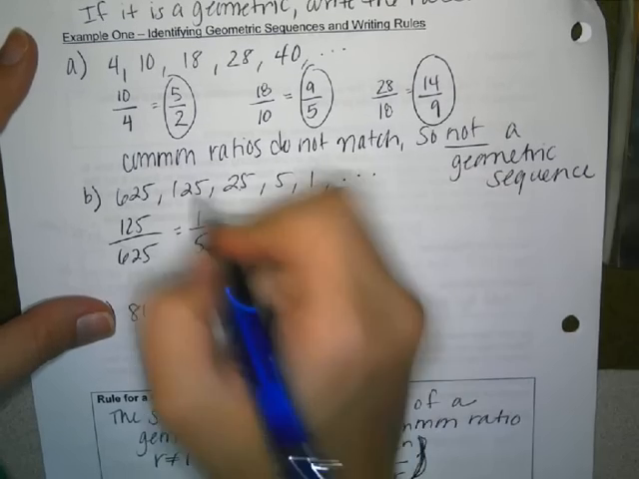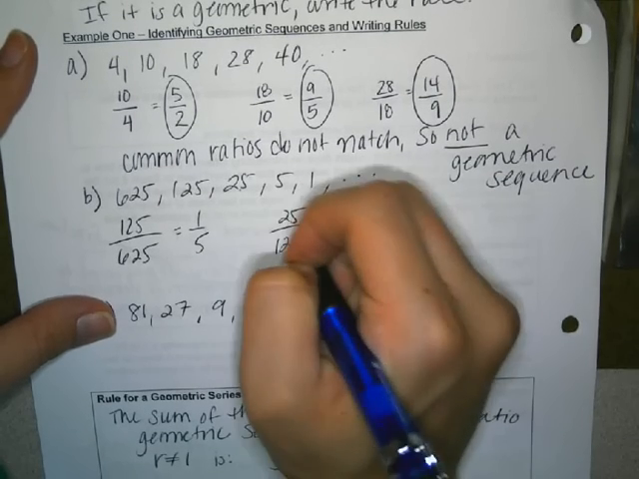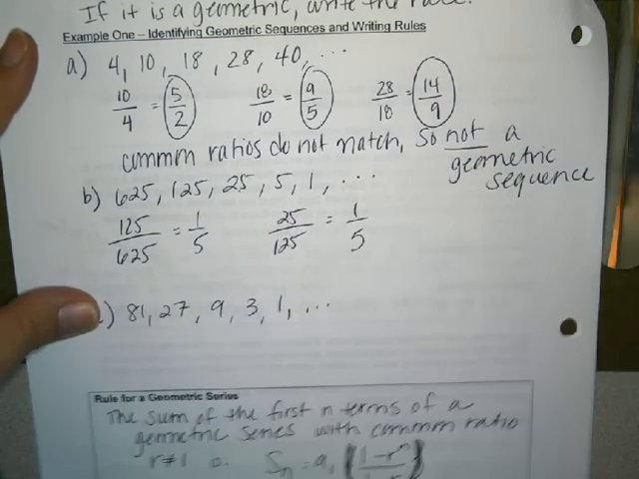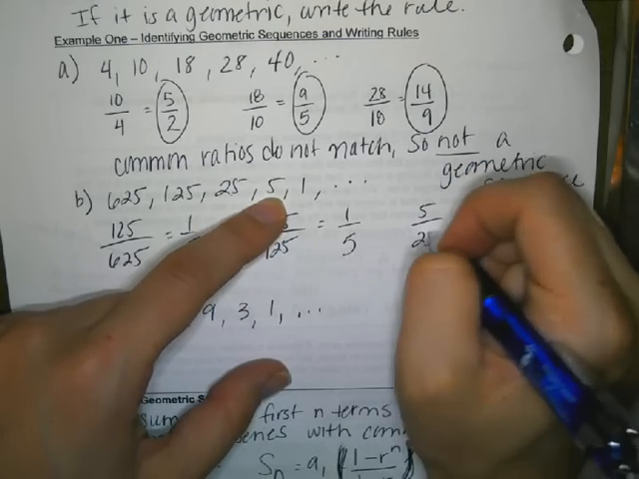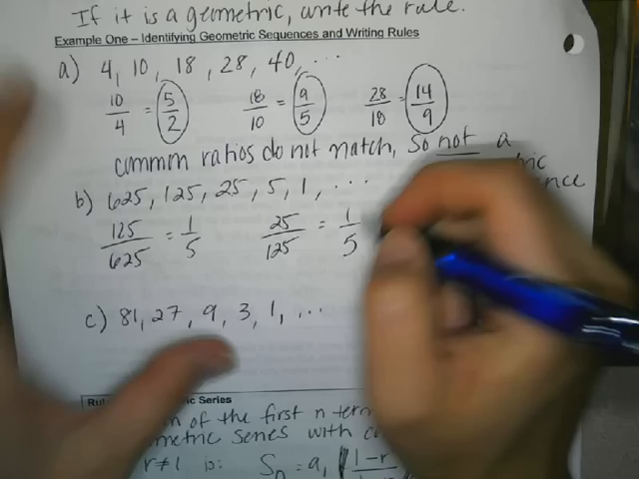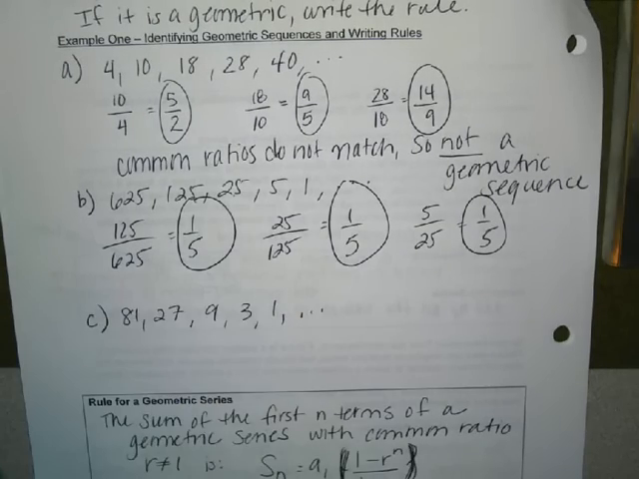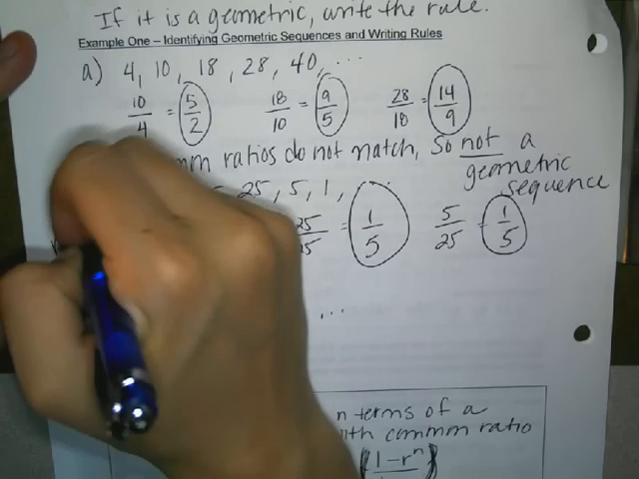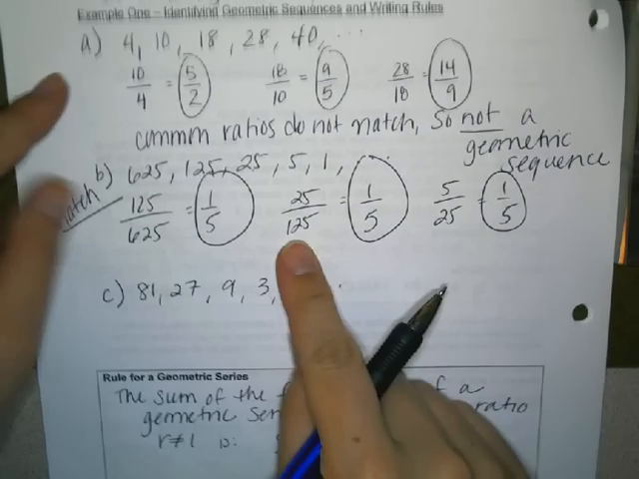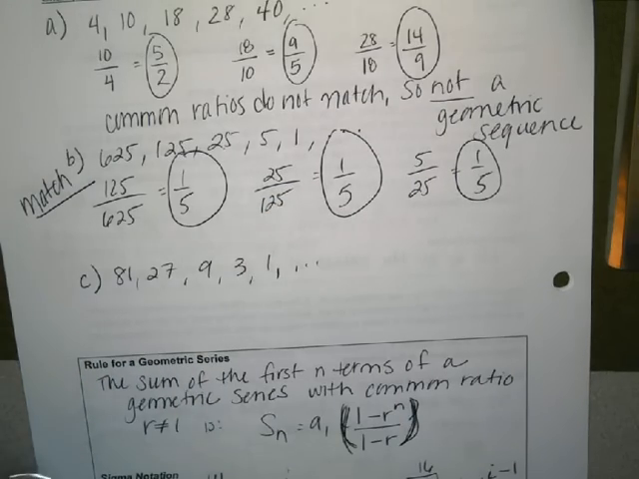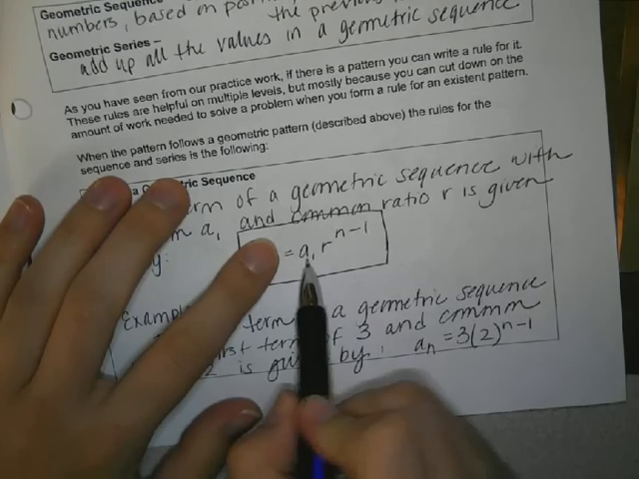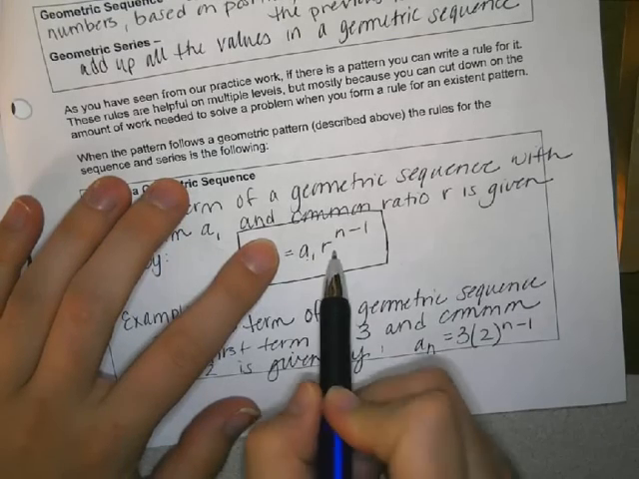Then you take 25 divided by 125. That also reduces down to 1/5. And then just for good measure, let's check the next one. 5 divided by 25 gets me 1/5. Okay, that's enough to check. I have a common ratio. They do match. So this is a geometric sequence. So to write the rule, if you look at the previous page here, my rule is going to be the first term in my sequence times the common ratio raised to the power of n minus 1. This is exactly what we're going to write here.